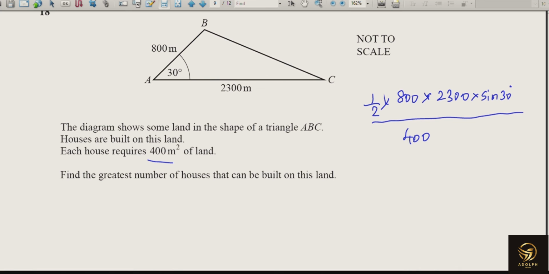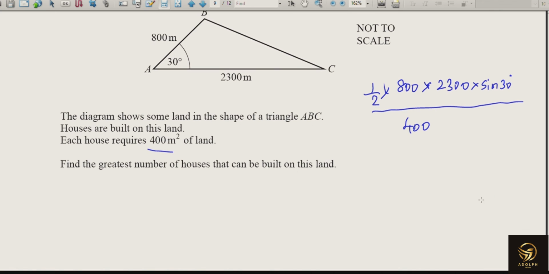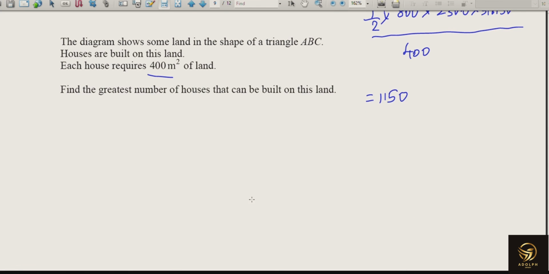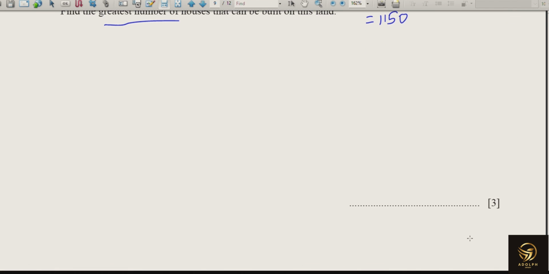Sine 30, maybe we don't need a calculator, we can directly do it, but since you are allowed to use the calculator, just put the whole values in the calculator. So we are getting the answer as 1150 as the number. I don't know why they gave greatest number of houses, maybe to confuse you. We are getting exactly 1150 houses.